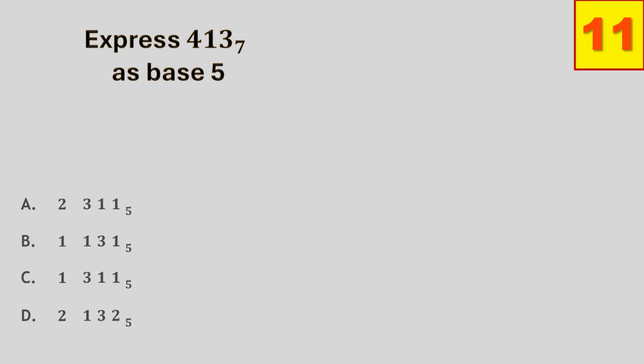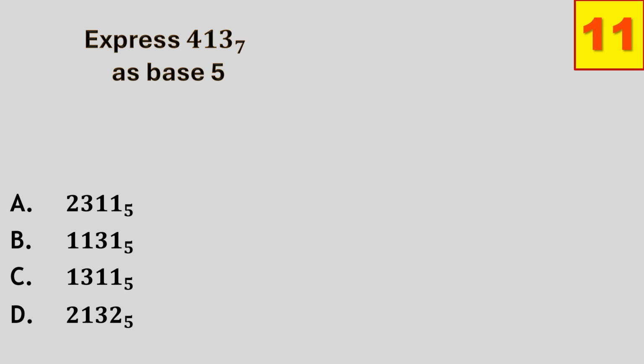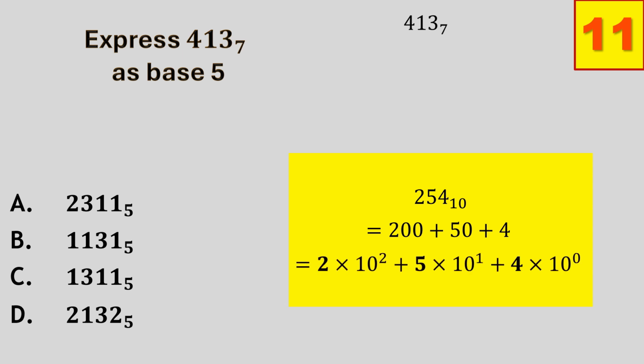To express 413 base 7 as base 5, we need to convert it to base 10 first, then convert it to base 5. Now, in base 10, which is the default number system, this number can be written as 200 plus 50 plus 4. Writing each of these numbers in standard form would be like this.